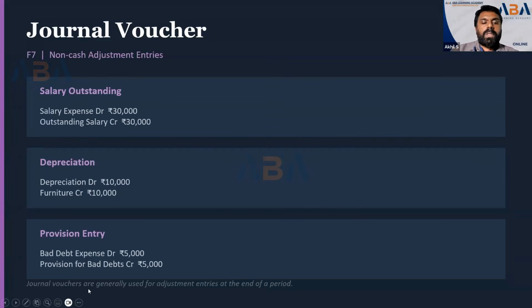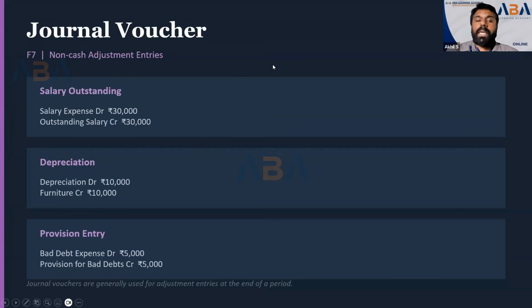Journal vouchers are generally used for adjustment entries at the end of a period. This is the purpose of a journal voucher. The end of the period can be the end of the month. If you want to post the outstanding salary, we can post it at the end of the month. In case of depreciation, normally companies post it at the end of the year. That is the meaning of the end of a period. It can either be a month or a financial year. All sorts of adjustment entries, that is non-cash or non-bank transactions, come under journal voucher.